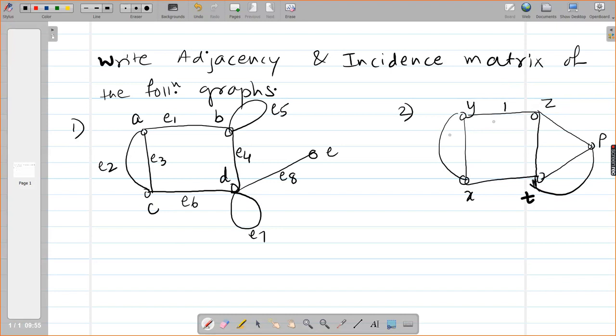The edge names are given by numbers here: 1, 2, 3, 4, 5, 6, 7, and 8. Okay, so draw these two graphs quickly.